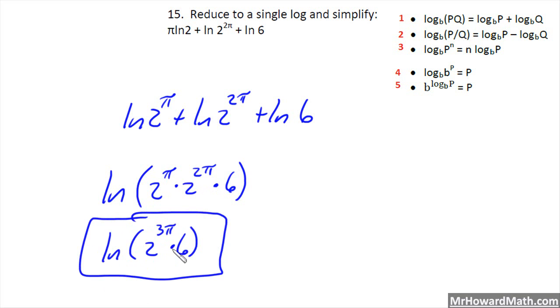Do not make the mistake of trying to multiply that 2, this base of 2, times this 6, and make it 12. If you wrote this, that is wrong. It is not 12 to the 3 pi. You cannot do that because it's not just 2 that you're multiplying by. It's 2 to the 3 pi power. So leave it like this. Don't multiply that 2 times that 6.